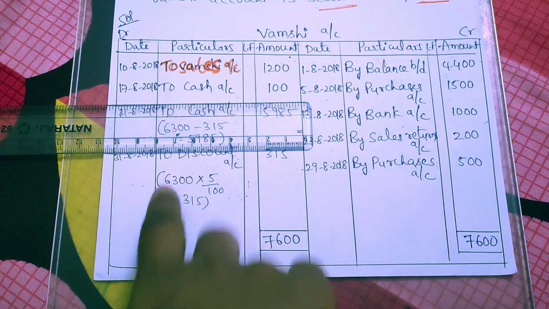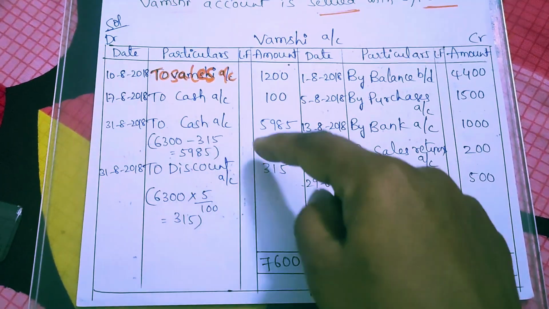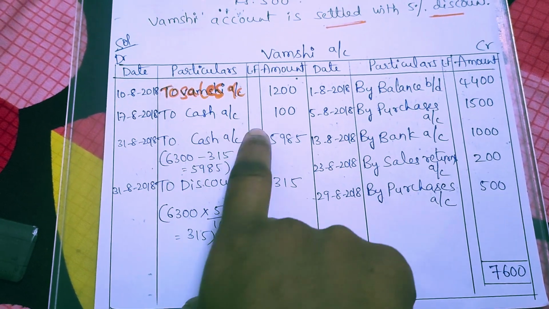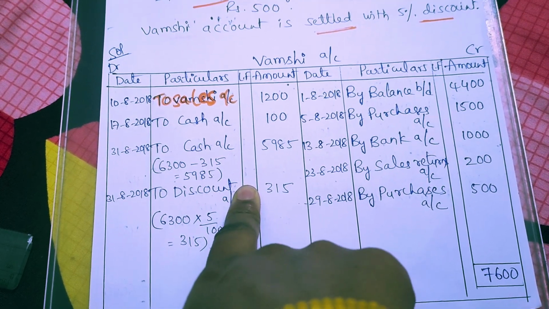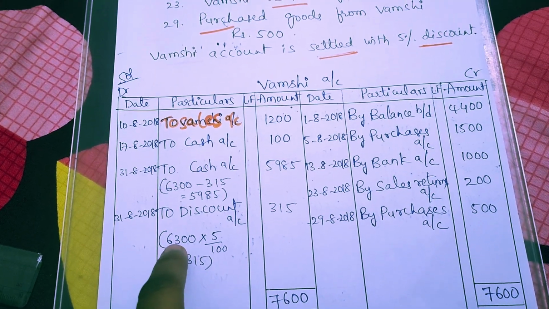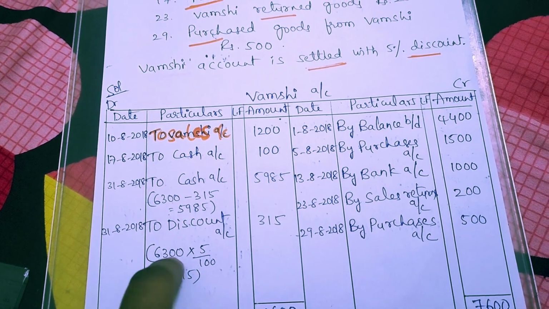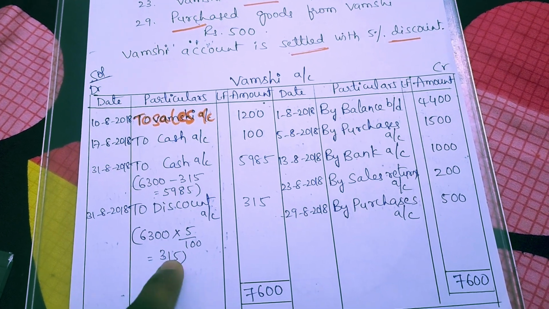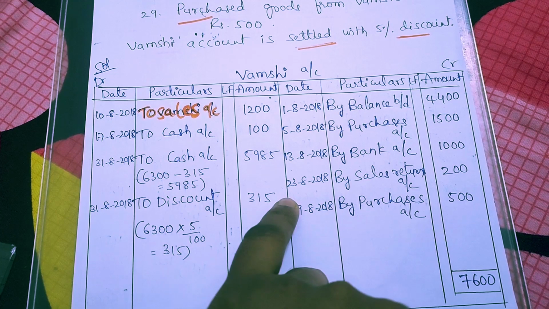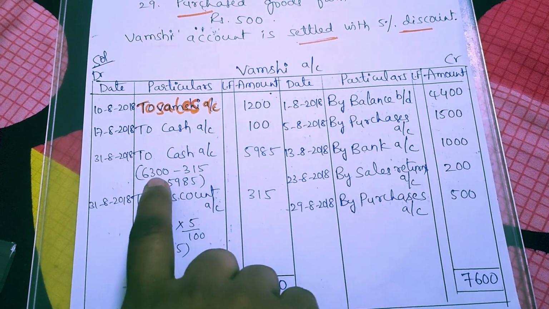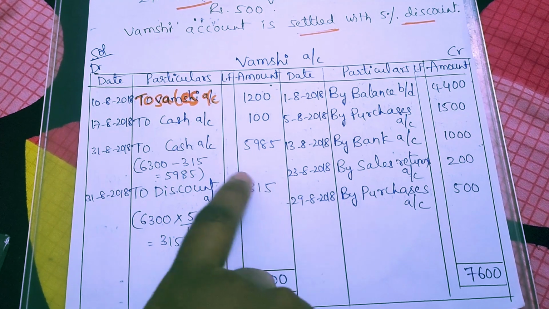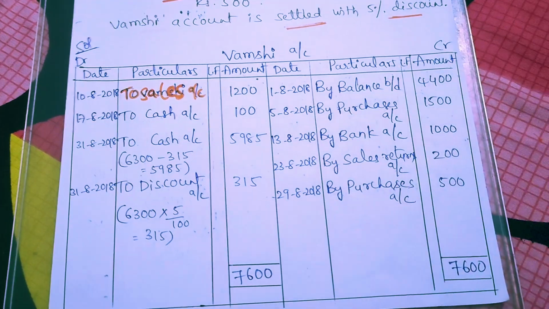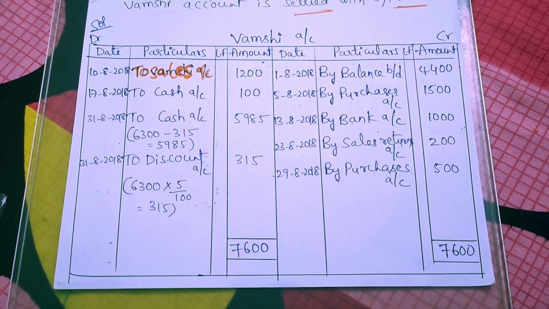You will get 6,300. 6,300 you should record for two items, to cash as well as to discount, because account is settled. So discount you should write. Calculate discount. 6,300 you are getting as balance into discount 5%. 5 by 100. If you calculate this you will get 315. So write 315 here for discount. And what you will write for cash? 6,300 balance minus this discount. You will get 5,985 that you write for cash. Okay. So in this way you are going to balance the account.